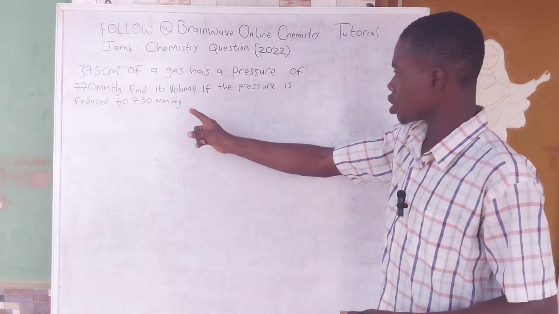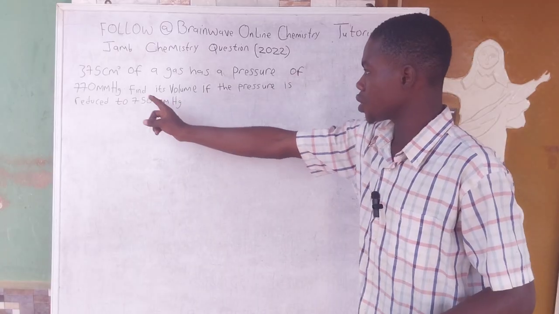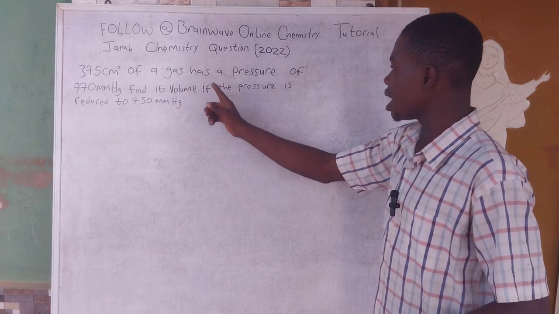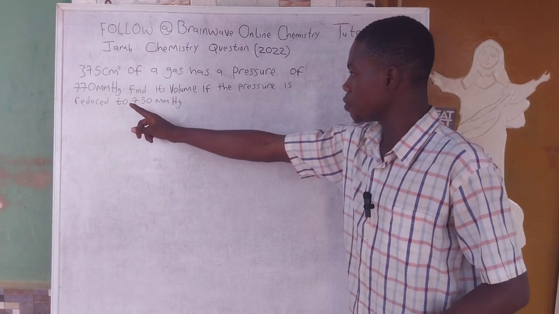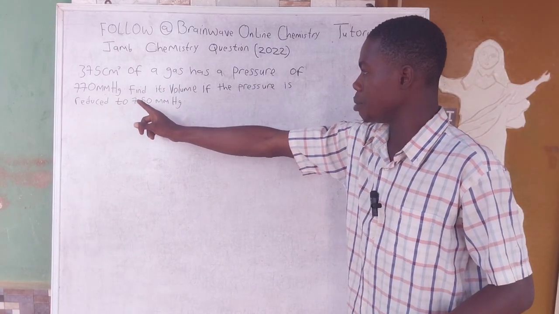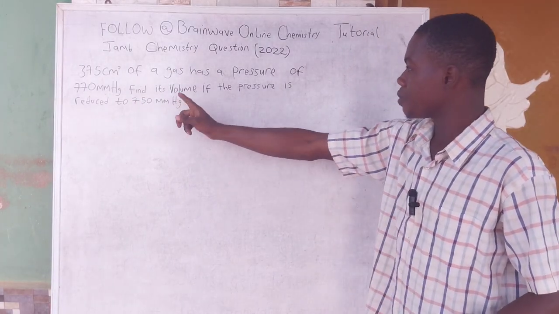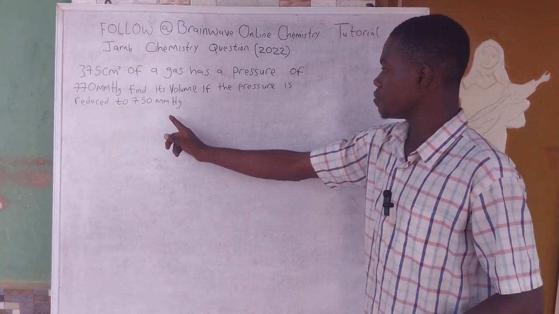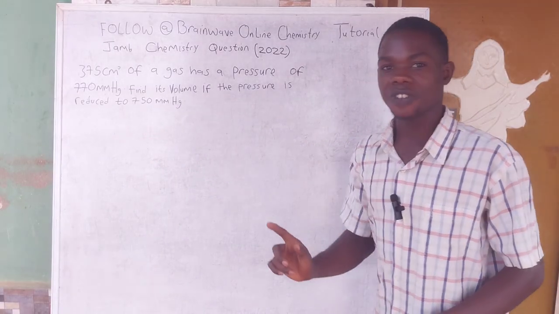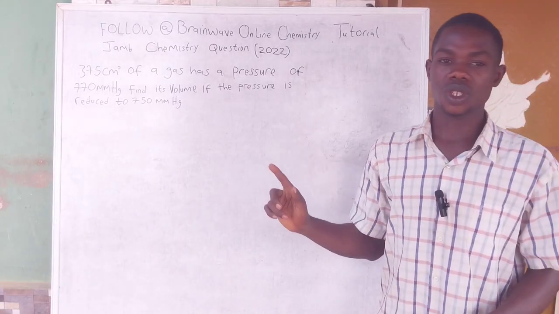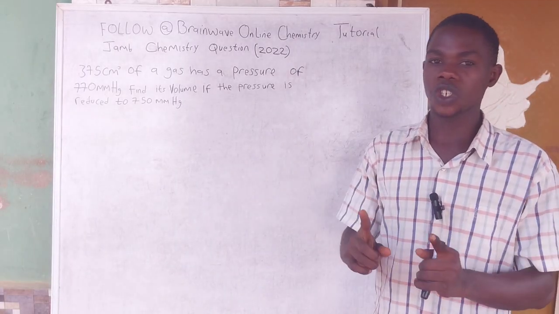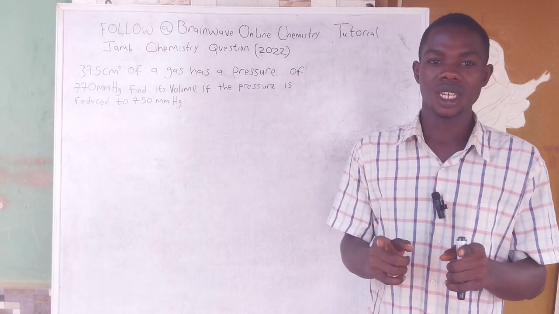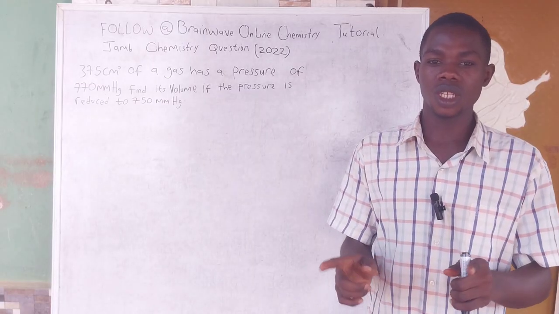Let me read out the question first. The question says 375 cm cube of a gas has a pressure of 770 mmHg. Find its volume if the pressure is reduced to 750 mmHg. If you look at this question very well, it is talking about pressure and volume. Now, which law relates to pressure and volume? It's Boyle's law.